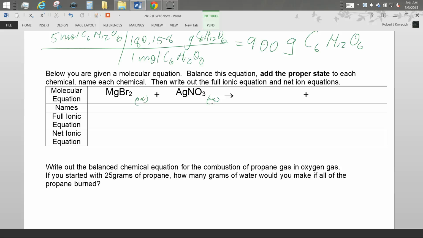Yes, something happens. What happens when the magnesium and silver bump into each other? Why do they not do anything? They're both positive. They never even get a chance to touch each other. Okay. What about the bromines and the nitrates? Same thing, right? But now they're negatively charged. Okay, so what happens if the magnesium runs into the nitrate?